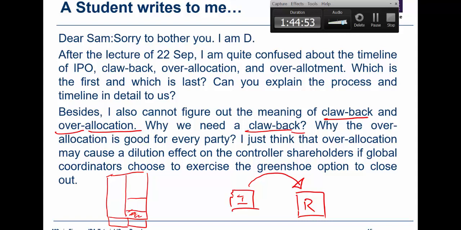Now, I tell you what is the good thing about over allocation. You get more funds, okay? You get more money, either more money in your pocket or more money for the company, okay? But actually there is a second very subtle purpose for the over allocation and for the green shoe. I'll tell you about that next time, okay?